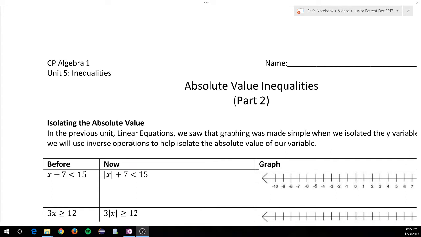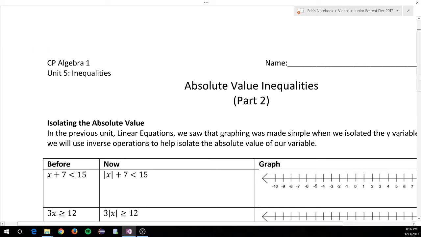So we're going to do a short little comparing and contrasting for what we did before and how nothing has really changed. It's just that now we have to think about what absolute value means when we are solving our questions. Let's activate our pen tool.